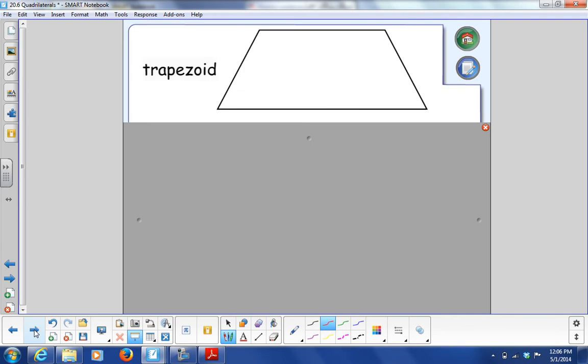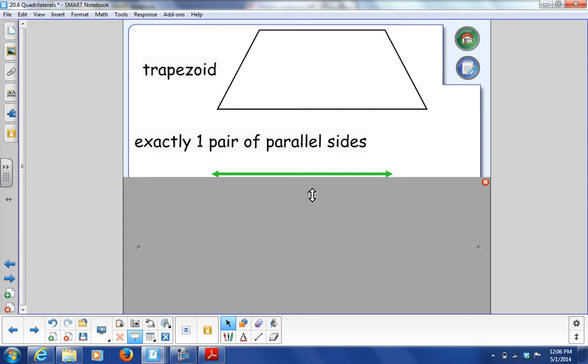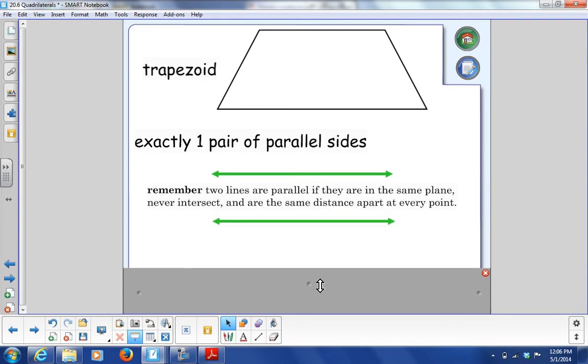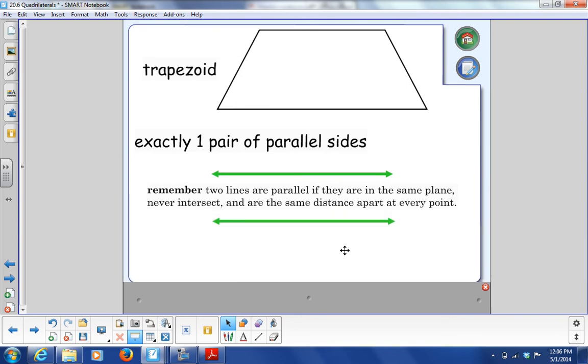Alright, so the first of our quadrilaterals is a trapezoid. A trapezoid looks similar to this. It's got 4 sides and 4 angles, but it has exactly 1 pair of parallel sides. Remember, parallel lines are 2 lines in the same plane that never intersect, and they're the same distance apart at every point. So this up here would be my first line, and this up here would be my second parallel line. They're an equal distance apart, and they never touch. They are parallel. So a trapezoid has 1 pair of parallel sides.